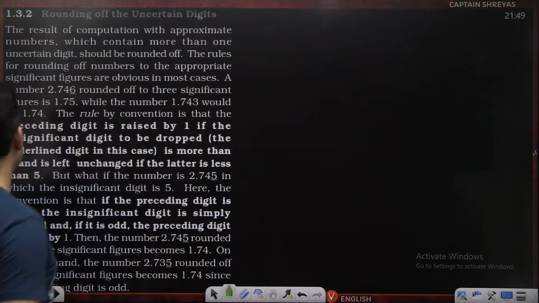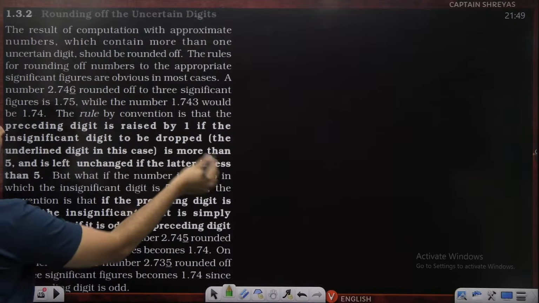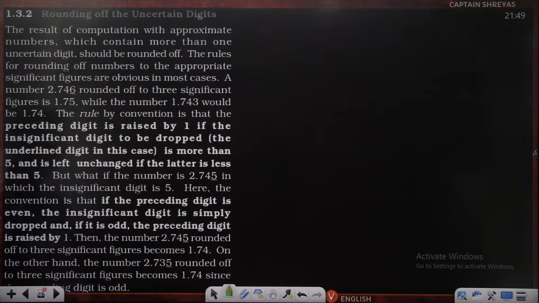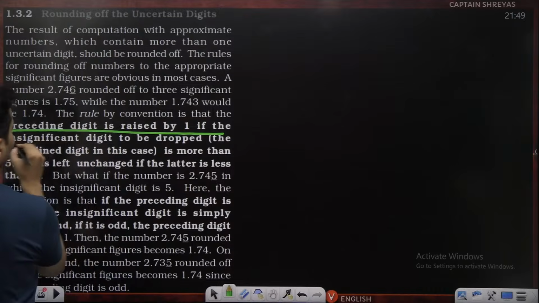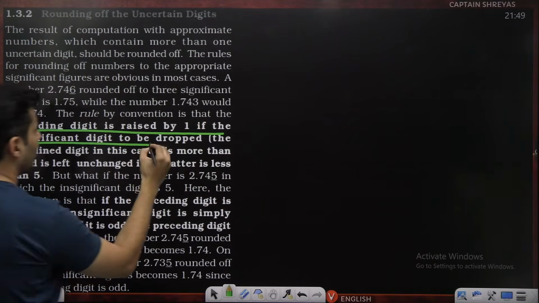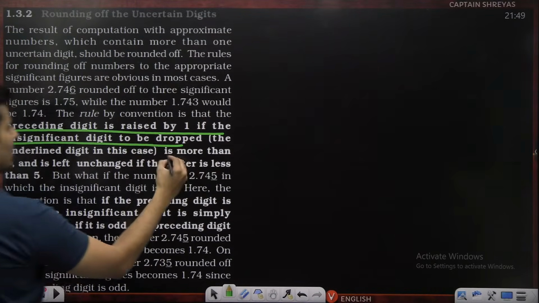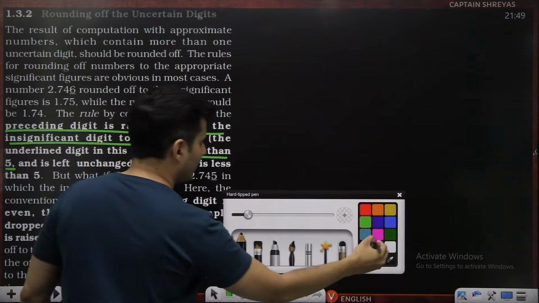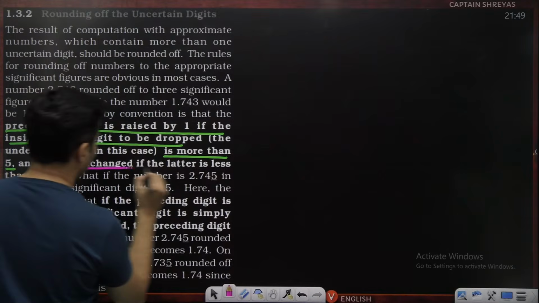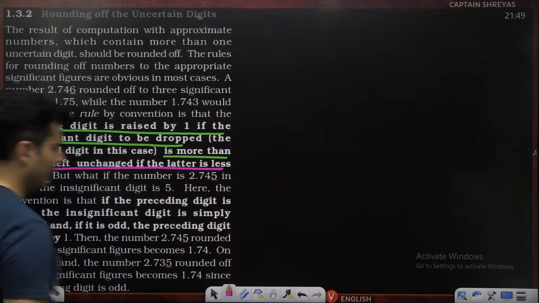So the rule by convention is that the preceding digit is raised by 1 if the insignificant digit to be dropped is more than 5, and is left unchanged if it is less than 5.